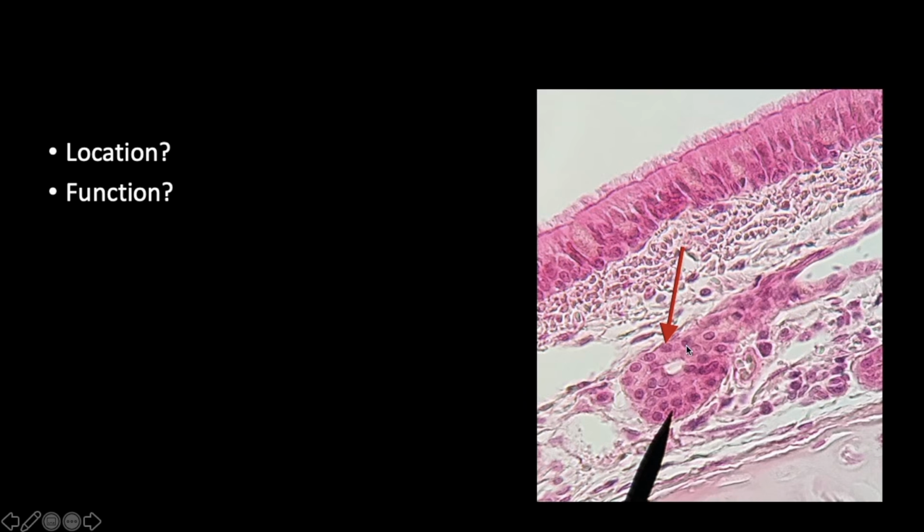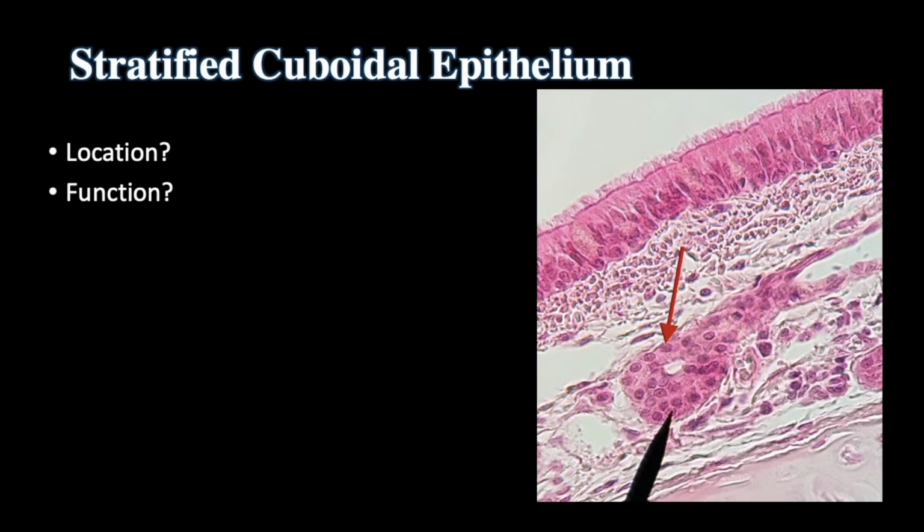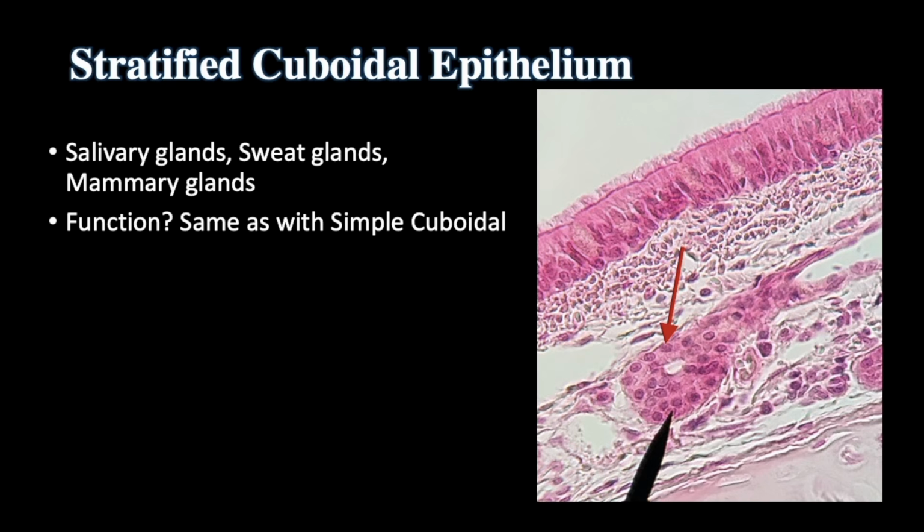For this one, it looks like we have a single layer here and then another layer on top, at least 2 layers going around in a circle. This is stratified cuboidal epithelium. Stratified. Where do you find these? Well, these are also glands.